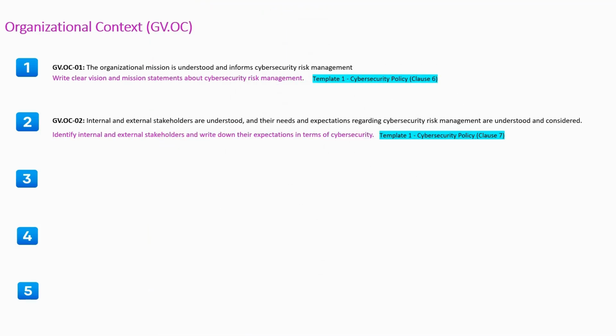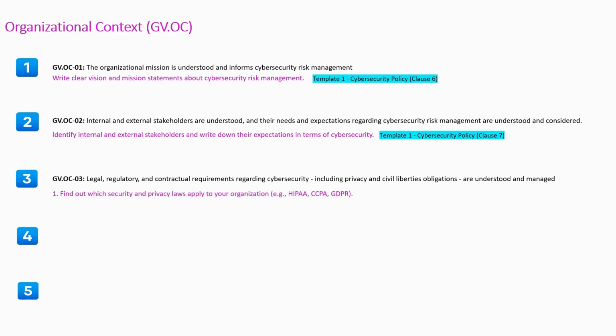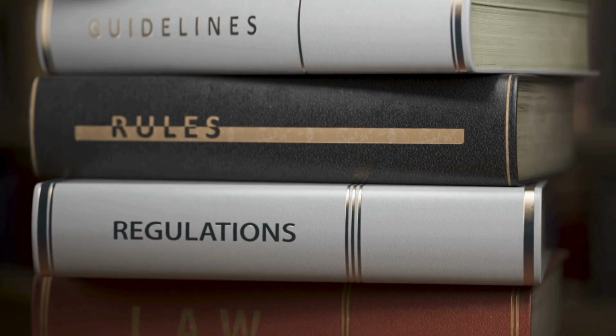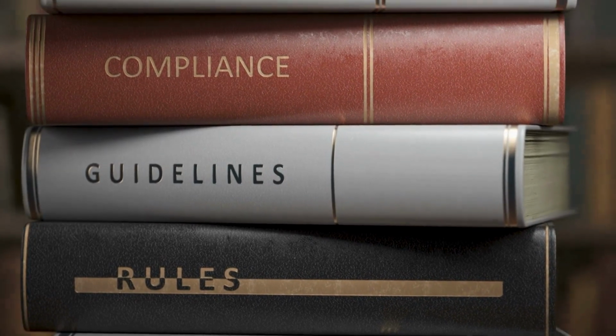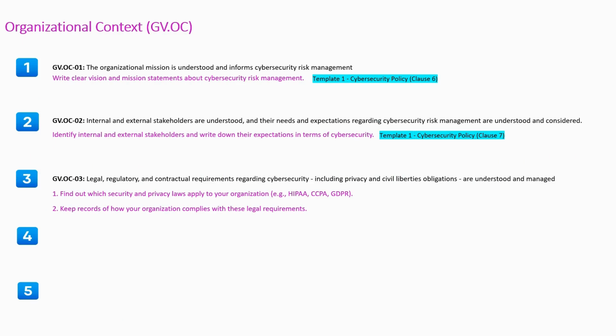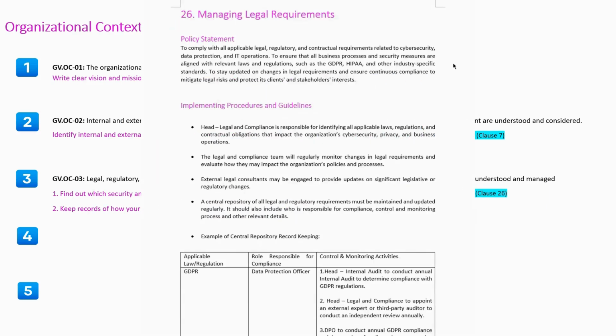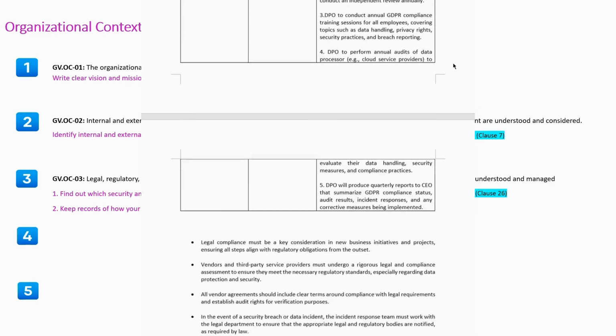The third subcategory requires that legal, regulatory, and contractual requirements with respect to cybersecurity are understood and managed. This is very simple. What you need to do is find out which security and privacy laws apply to your organization and keep records of how your organization complies with these legal requirements. You may like to refer to clause 26 of our template cybersecurity policy to understand how to monitor the legal requirements.